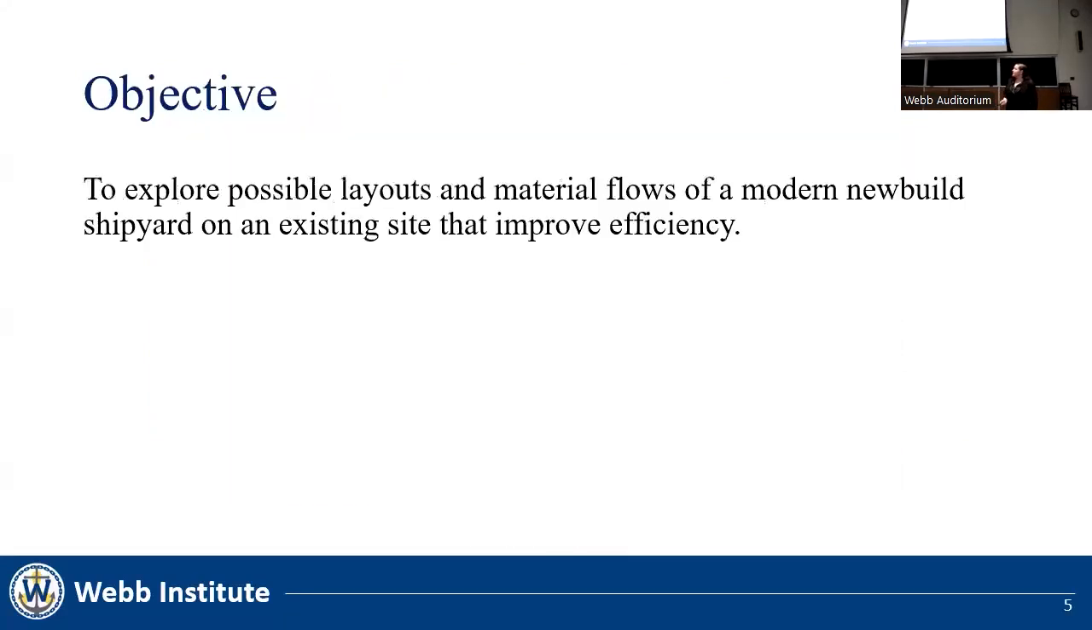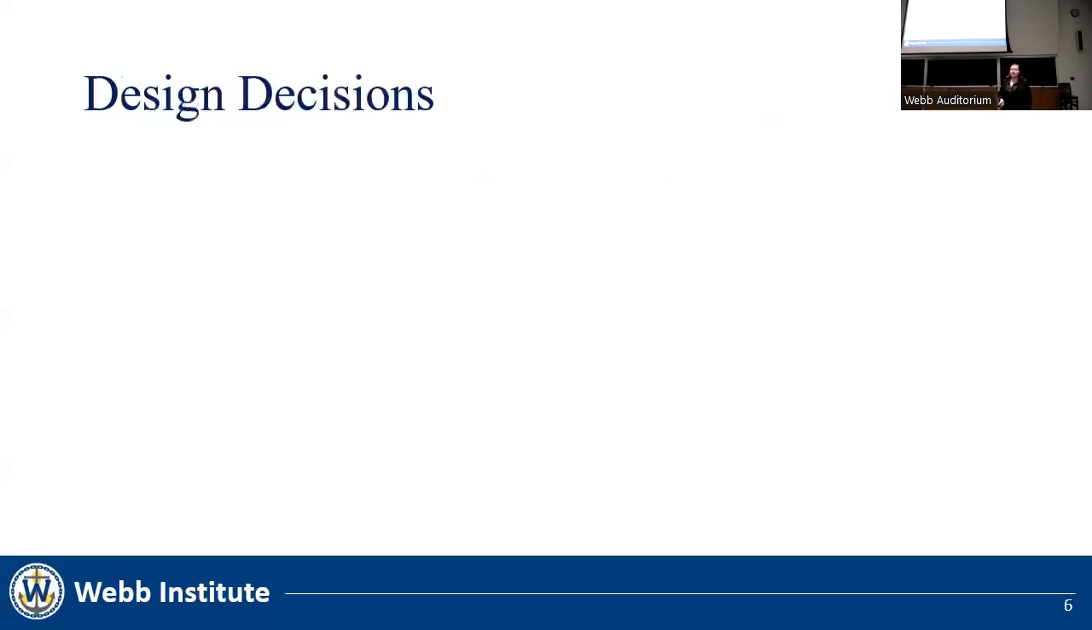The objective of my thesis is to explore possible layouts and material flows of a modern new build shipyard on an existing site that improves efficiency. That existing site is NASSCO. There are many design decisions that need to be made when designing a shipyard. First, the shipyard needs to decide the size and types of ships to be built, because the construction process of a tanker is very different than the construction process of a yacht.